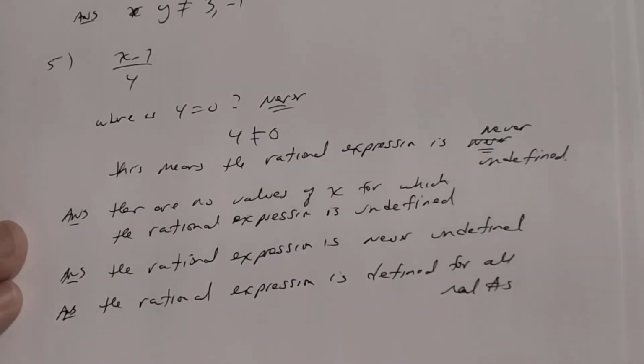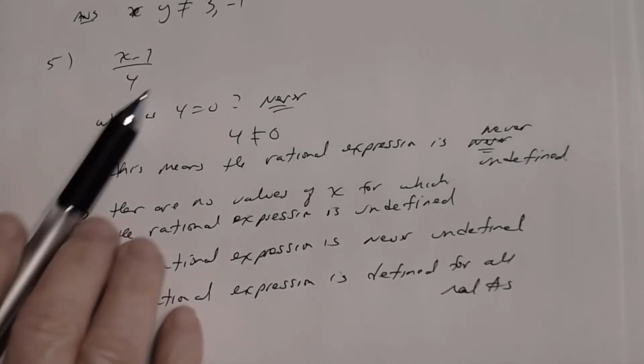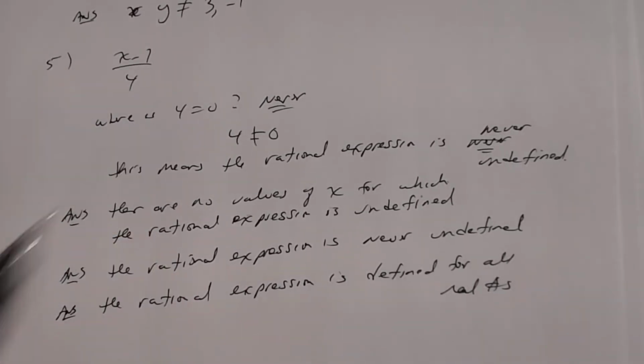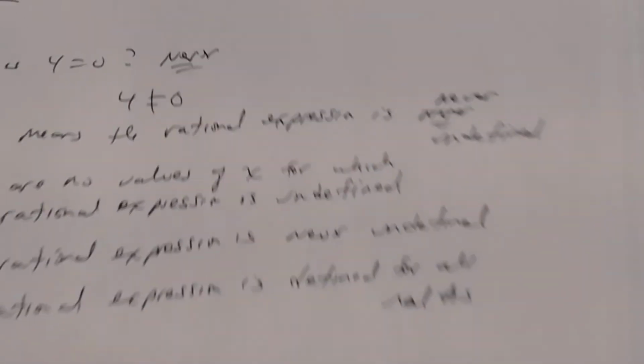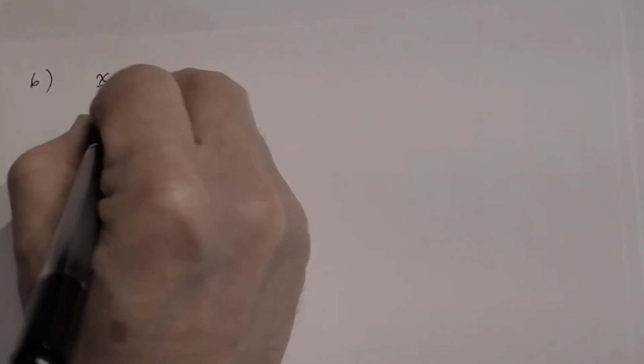Okay, all right, so that's number 5. And again, something like that does throw students off also. Okay, let's look at number 6. So number 6, let's suppose we had this: x minus 2 divided by 3 minus x. All right, so that's not a bad one, right?